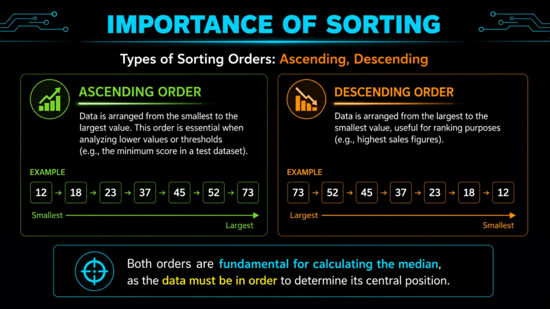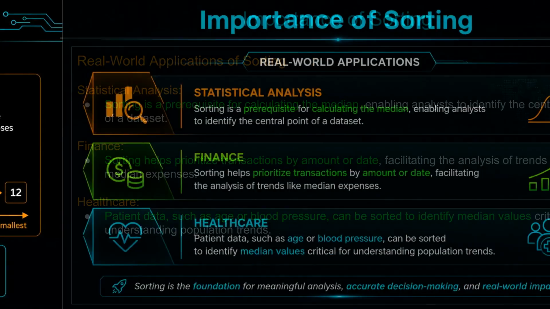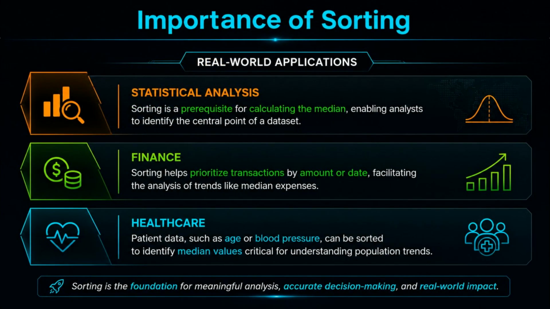Ascending order arranges data smallest to largest, essential when you care about lower values or thresholds, like the minimum score in a dataset. Descending order arranges data largest to smallest, useful for ranking, like highest sales figures. Both orders are fundamental to calculating the median, since the data has to be in order, in either direction, to determine its central position. Sorting shows up constantly in the real world.